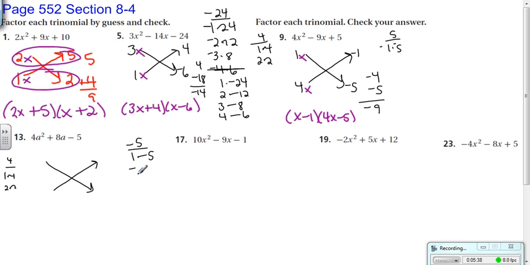And then I'm going to try a positive 1 and a negative 5. So 2 times negative 5 is negative 10. 2 times 1 is 2. If I add those together, I get negative 8, and I needed a positive 8. So I bet my signs are just backwards. So let's switch my signs and make that a negative 1 and a positive 5.